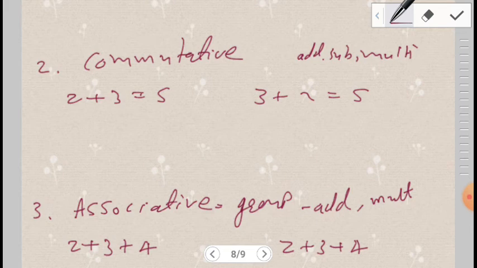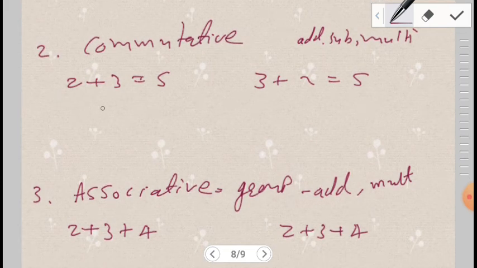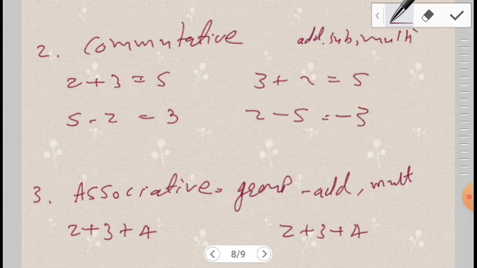Same for subtraction: 5 minus 2 and 2 minus 5. So 5 minus 2 is 3, but 2 minus 5 we will get minus 3. So here is plus 3 and here is negative 3, so it is not applicable for commutativity. So we can say that addition fulfills commutativity.